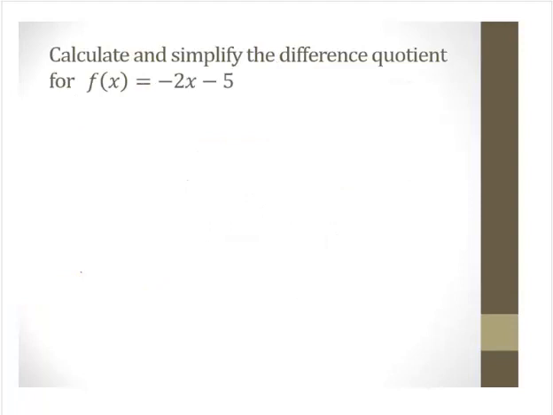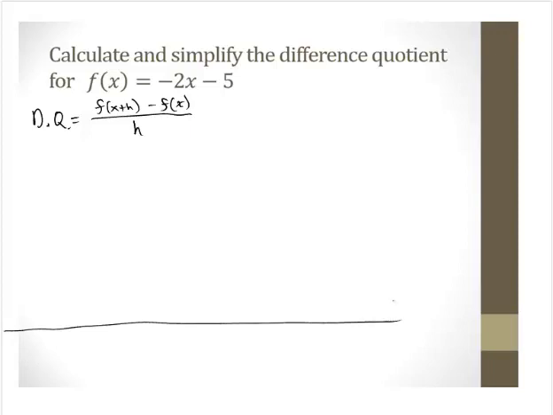So let's calculate and simplify the difference quotient for the function f of x is equal to negative 2x minus 5. All right, so recall that the difference quotient is given by f of x plus h minus f of x all over h. Now, one difficult part that students have when finding a difference quotient is determining that f of x plus h.